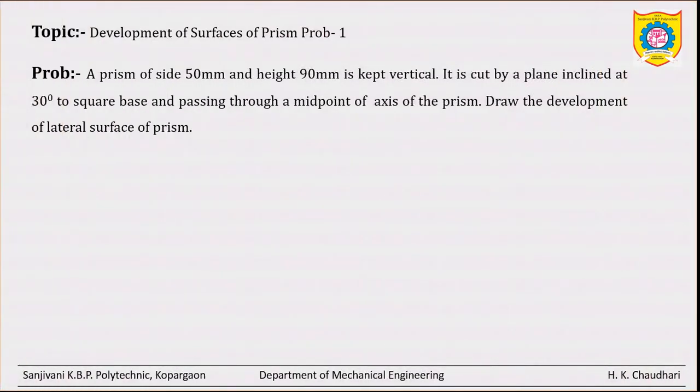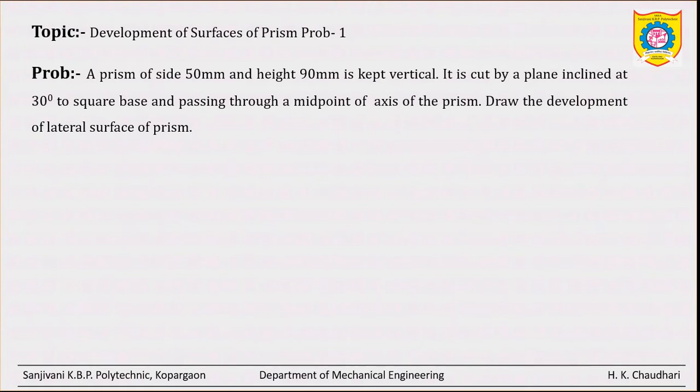Now take the problem. A prism of side 50 mm and height 90 mm is kept vertical. It is cut by a plane inclined at 30 degree to square base and passing through a midpoint of axis of the prism. Draw the development of lateral surface of prism.